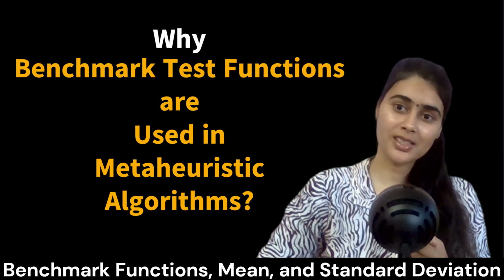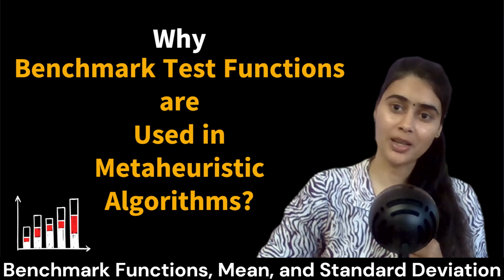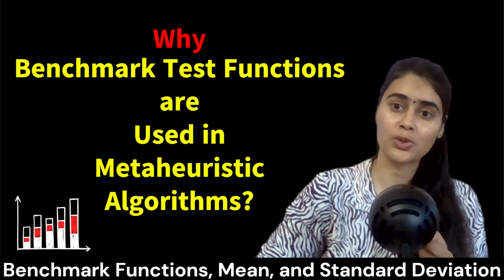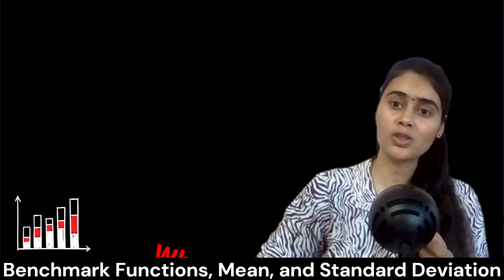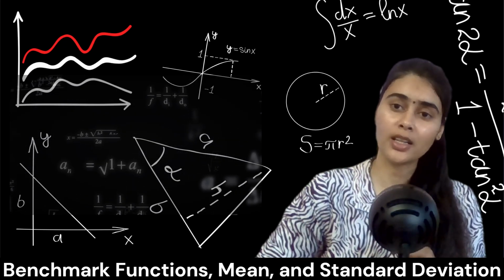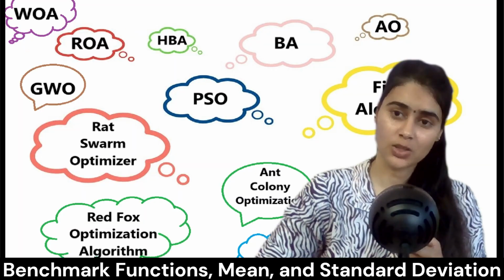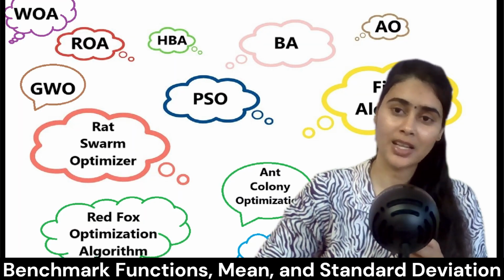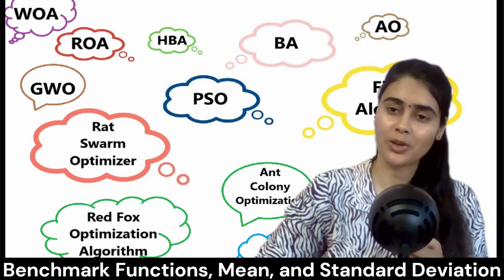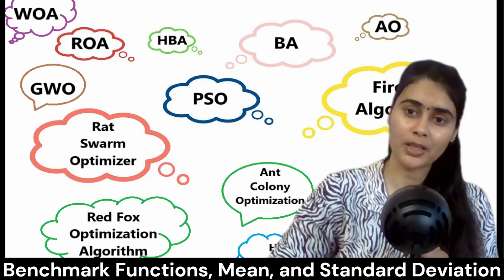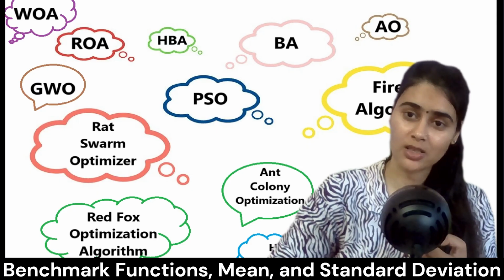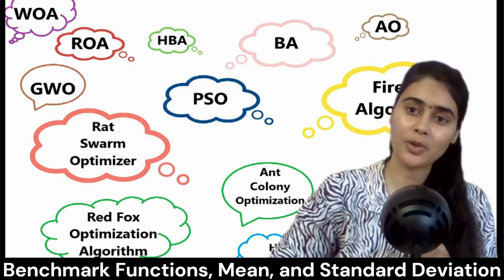So the first question is why benchmark test functions are used in Meta-heuristic algorithms. We use Meta-heuristic algorithms when traditional methods either fail or take too much time to solve a problem. Meta-heuristic algorithms include PSO, genetic algorithm, ACO, Firefly algorithm, BAT algorithm and more. Here you can see we have a number of Meta-heuristic algorithms that we can use to solve complex optimization problems, even real life optimization problems.